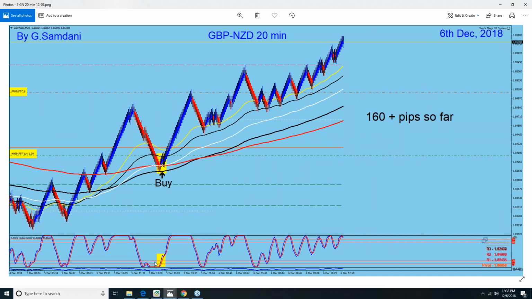Beautiful entry by the book. It was below this red line, then came above the red line, beautiful entry. There was an entry here, entry here. This system gives you so many entries. Once the turn is made, you will find an entry. Even if you miss one, you'll get the next one. You'll always get a chance.